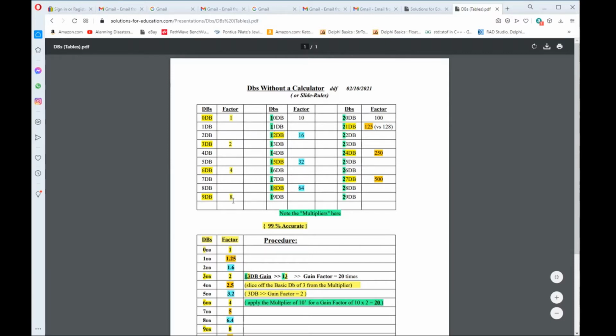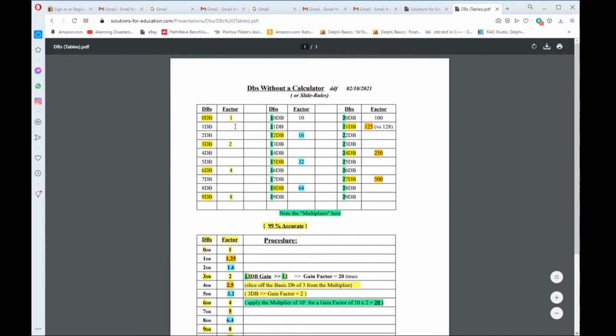And lo and behold, 8 doubles to 16. 3 dB more doubles to 32. 3 dB more doubles to 64. Now what happens is these numbers are not dead on. By the way, they're only 98 to 99% accurate. What I'm trying to say is you can scratch this out on a piece of scratch paper and you can be really, really close. If you want closer, go grab a slide rule or a calculator, one or the other. But right now you can interpolate values quite closely.